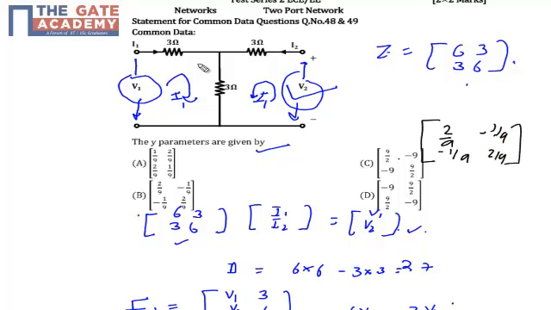So if I compare my answer with the options, my correct option is option B. So option B is the correct option for this part of the common data question.